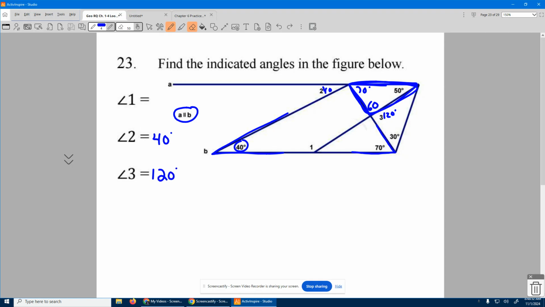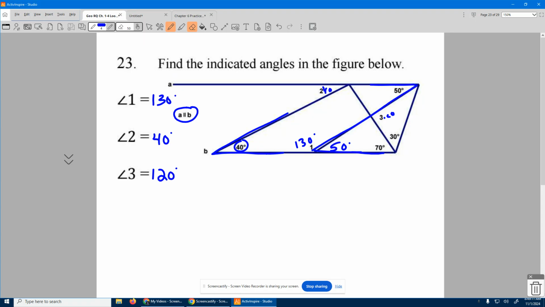And finally, if we come in here trying to find 1 down here, again, you have a parallel line down a transversal, and that's the Z-meister. So we know we have 50 degrees here, meaning 1 has to be 130, and I have found all that they are asking.